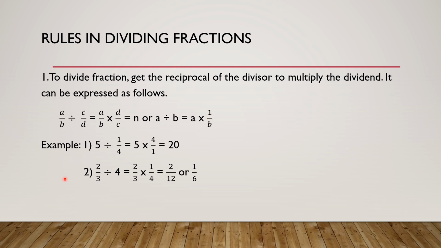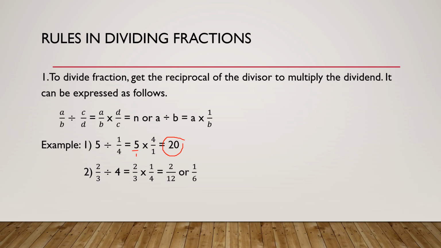For example, 5 divided by 1/4. So we know that the denominator of a whole number is 1, no? So we can say 5 times 4 is 20, 1 times 1 is 1. So 20 over 1, or 20.